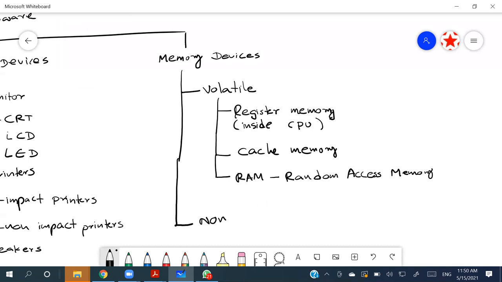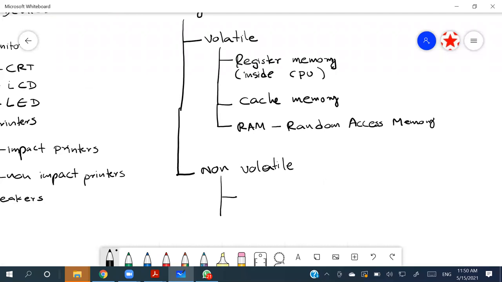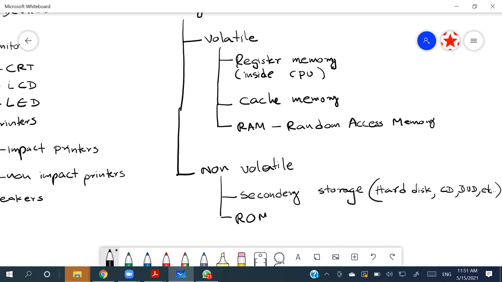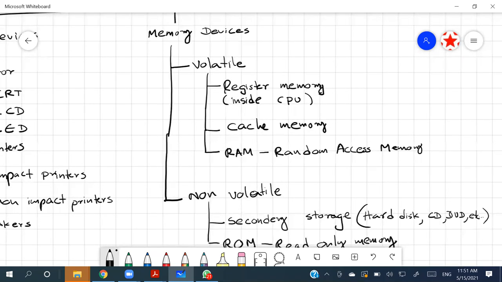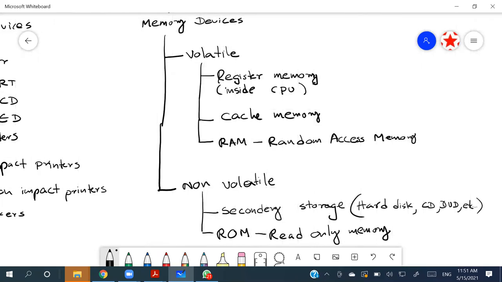So non-volatile, you can have the secondary storage, like hard disk, CDs, DVDs, etc., as well as ROM, which we call read only memory. Right, so that is how memory devices are being categorized. So just take it down here.